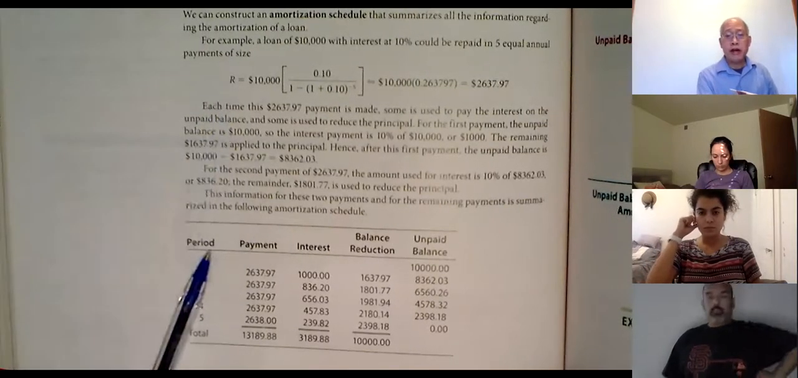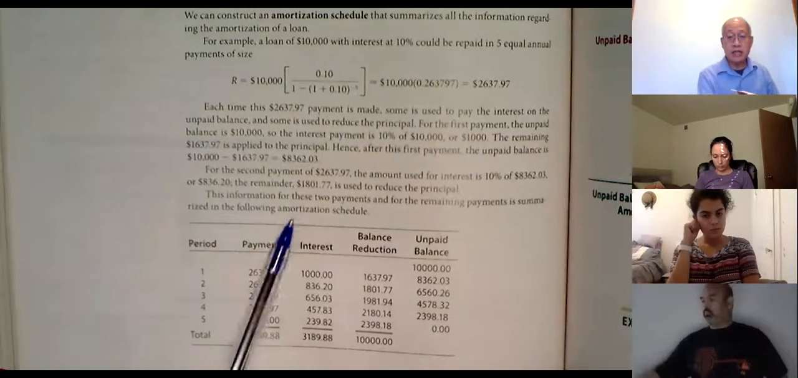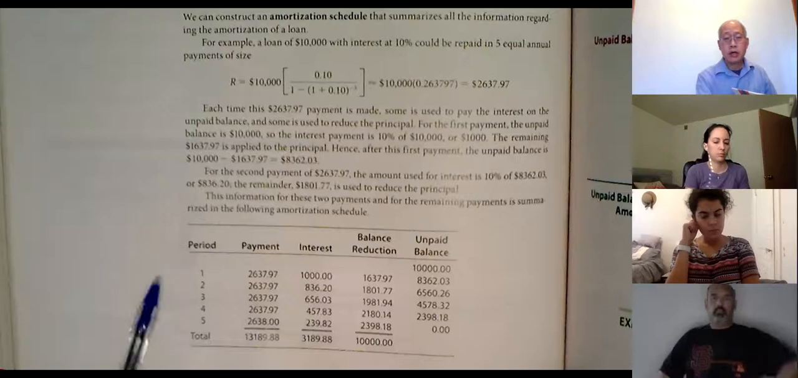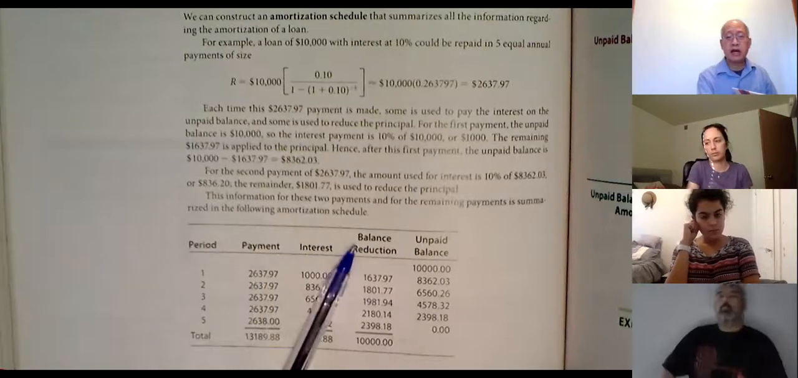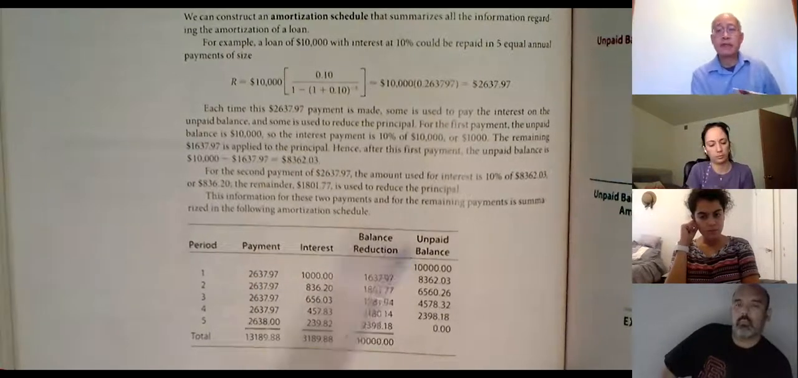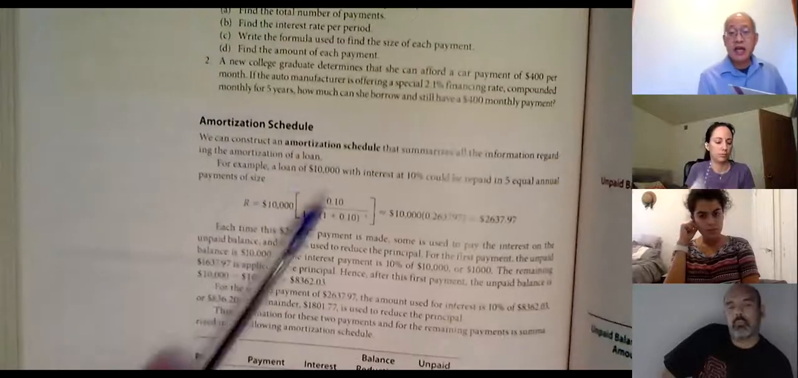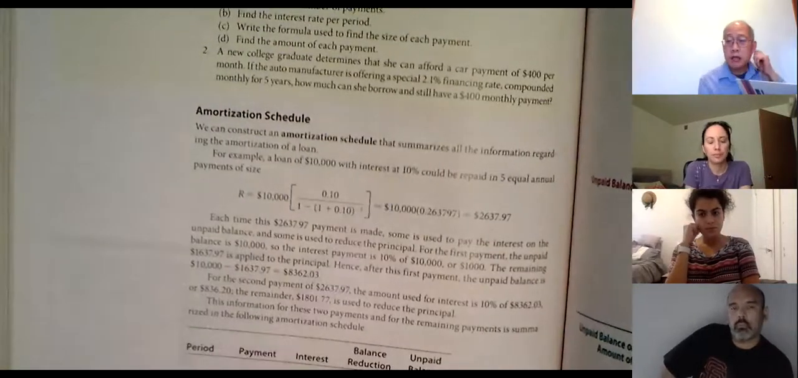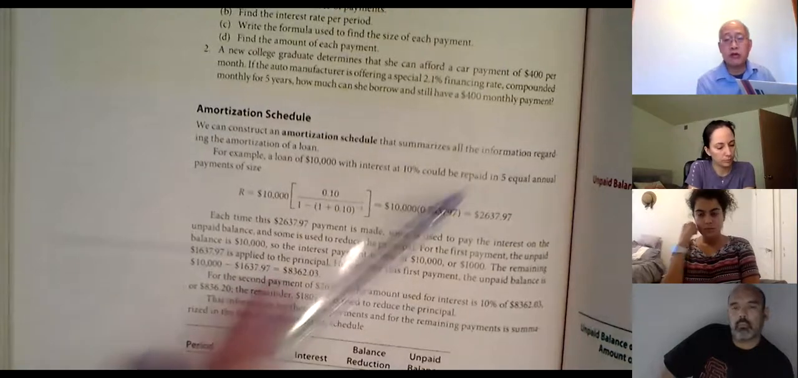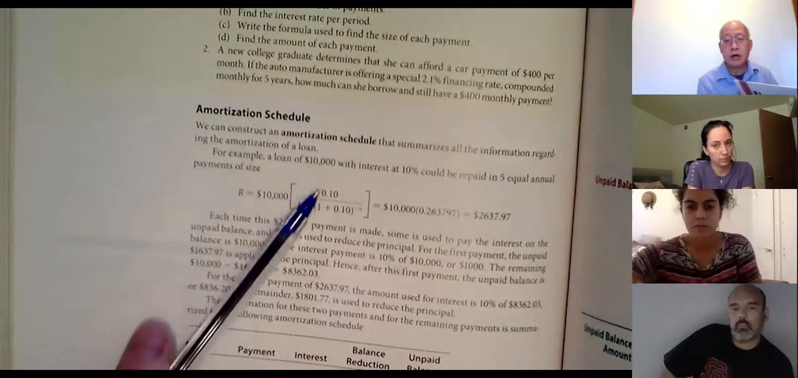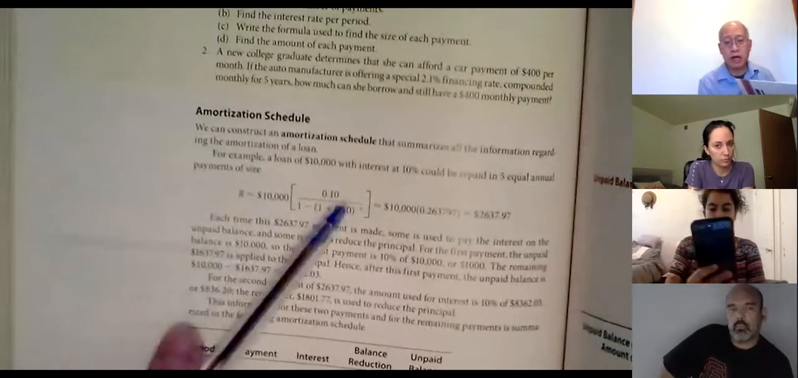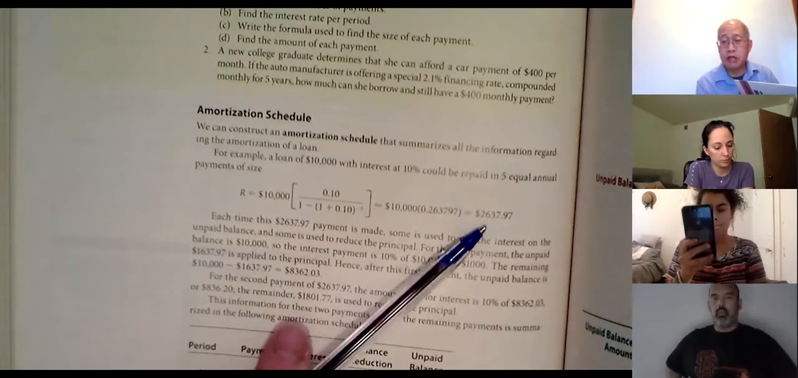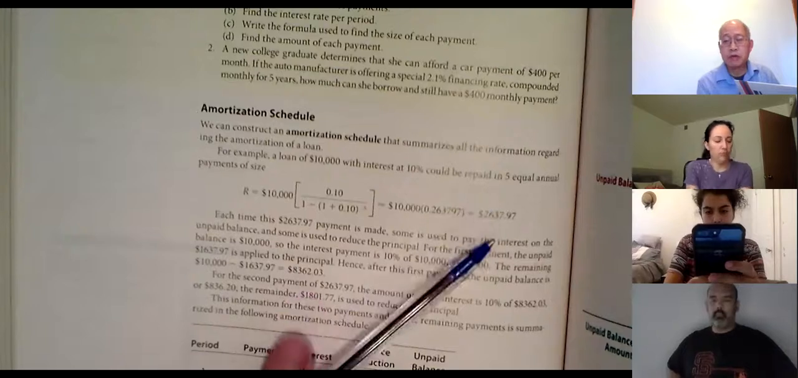All right, so this is called an amortization schedule or amortization table. You can copy this exact same thing onto your formula sheet. Period, payment, interest, balance reduction, unpaid balance. Now, for this particular case, it looks like you were borrowing $10,000 at 10%, with 5 equal annual payments. So i is 0.10. They threw it into the formula, and it comes out to 2637.97. That's the amount that you pay in 5 payments, sort of.